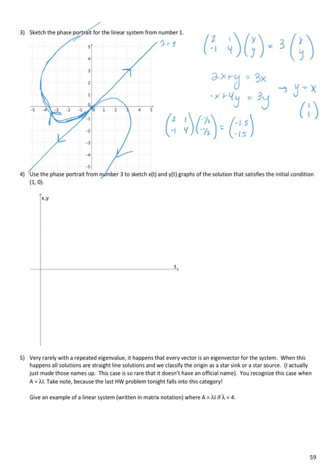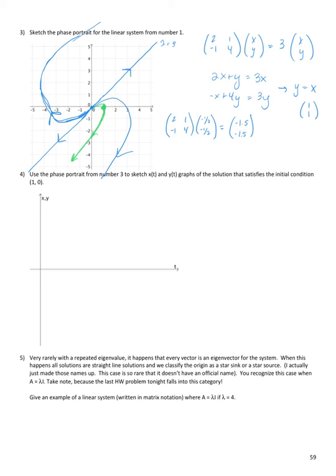We want to sketch x of t and y of t graphs of the solution that satisfy the initial conditions 1, 0. So I'm going to put 1, 0 here. That's my initial condition. And it must be that I would have a solution that does something like that. So from 1, 0, it's probably just going to be heading down and left.